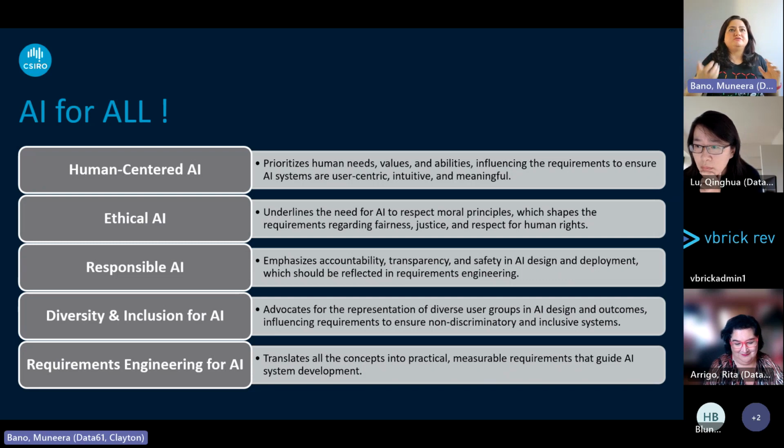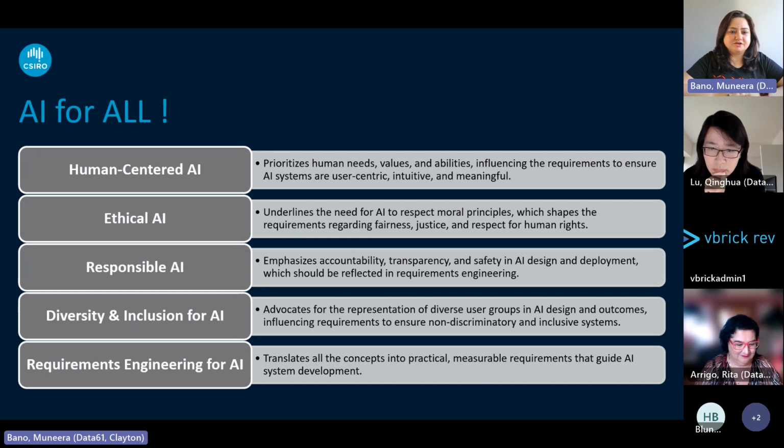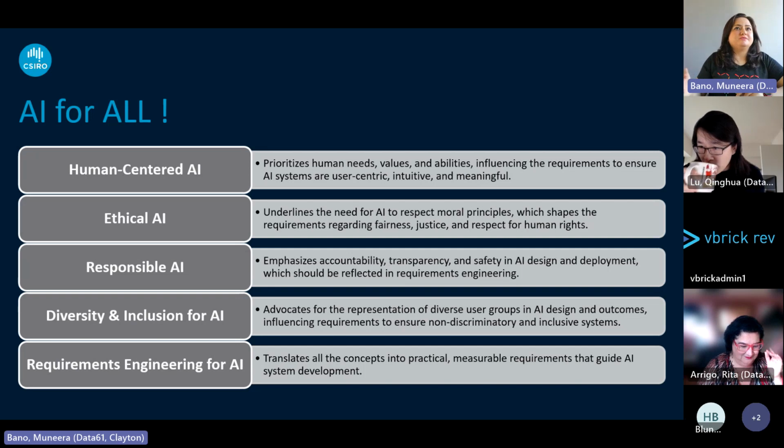Before going deep, why are we interested in RE for AI? Quite a number of concepts get floated around, like human-centered AI, ethical AI, responsible AI, and now diversity and inclusion in AI. They are all interconnected concepts, but there is a subtle difference. With human-centered AI, we prioritize human needs, values, and abilities, which influence the requirements to ensure the AI system is user-centric, intuitive, and meaningful.